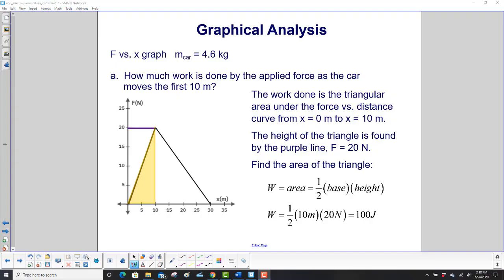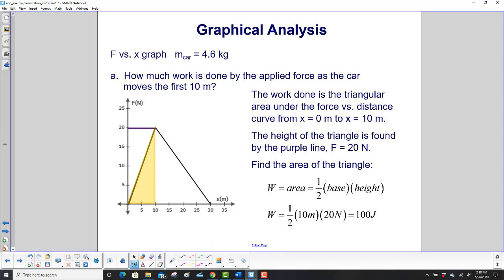So we want to find the work done by the applied force for the first 10 meters. That goes from here, from 0 to 10. And what we do is we draw this line here, and I'll erase that because it's not really straight. Here's our curve. Now you may think it's funny that I'm calling that straight line a curve, but you're allowed to do that. A straight line is just a special case of a curve.